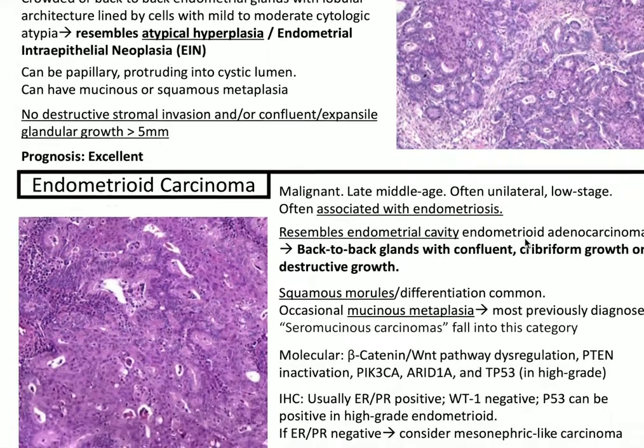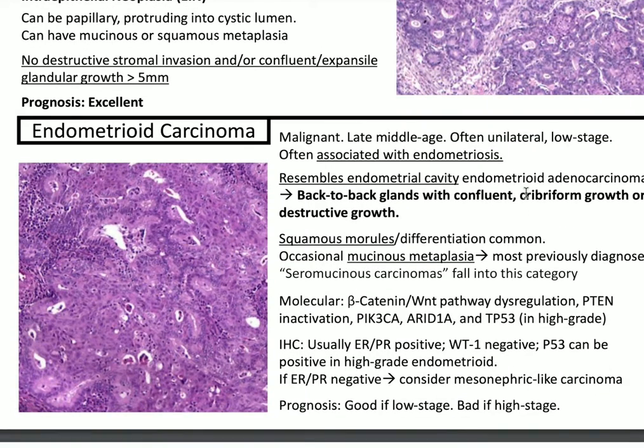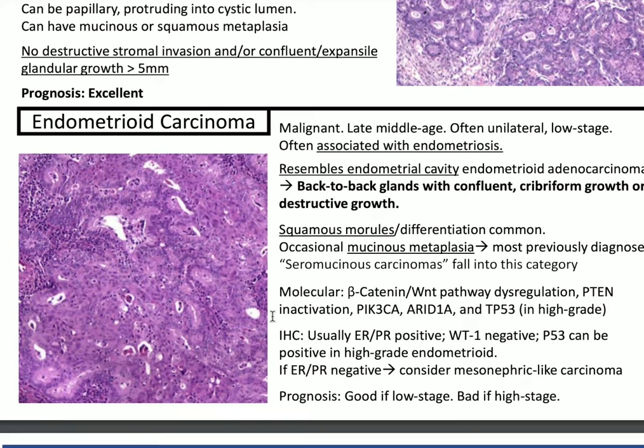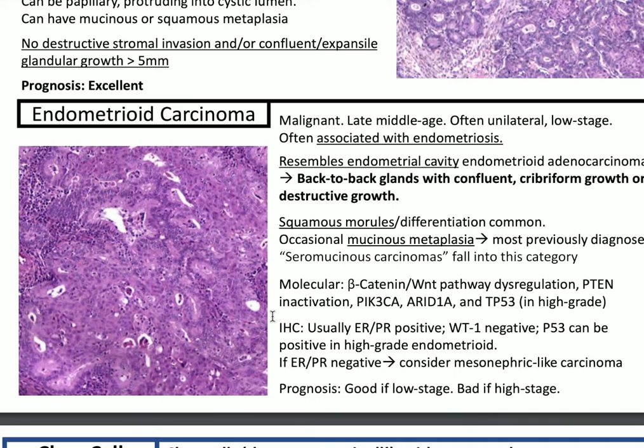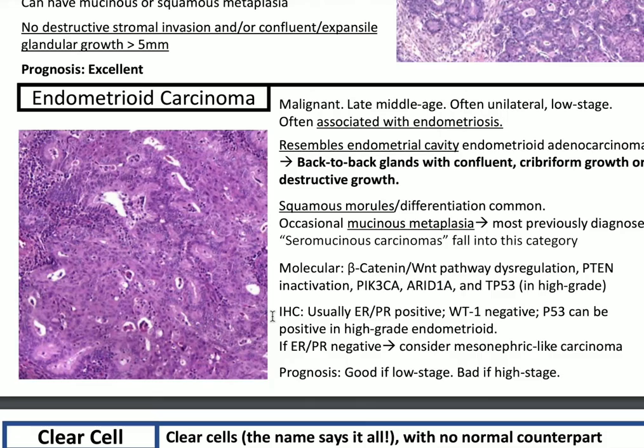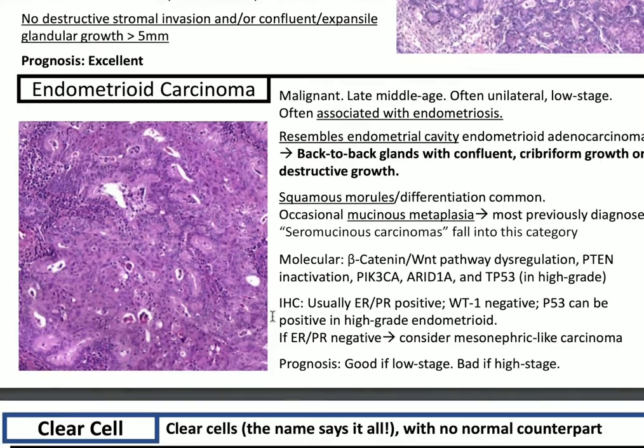Excellent prognosis. Endometrioid carcinoma, associated with endometriosis, resembles endometrial carcinoma of the uterus, where you'll have cribriform growth, meandering glands, squamous morules, and mucinous metaplasia. ER PR positive, WT1 negative, P53 can be positive if high-grade endometrioid. If ER PR negative, but cytologically it looks like endometrioid, consider mesonephric-like carcinoma.